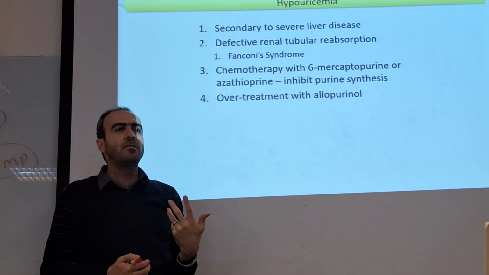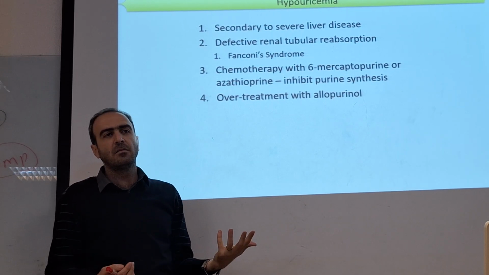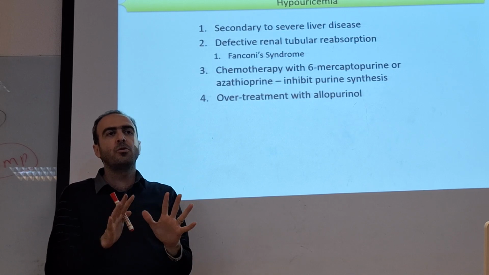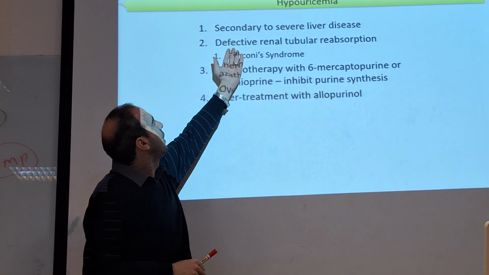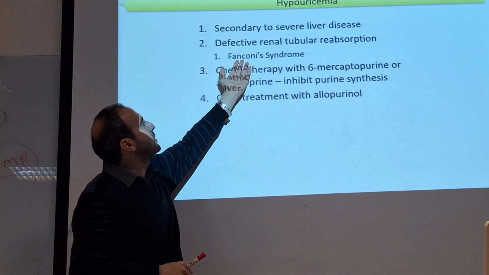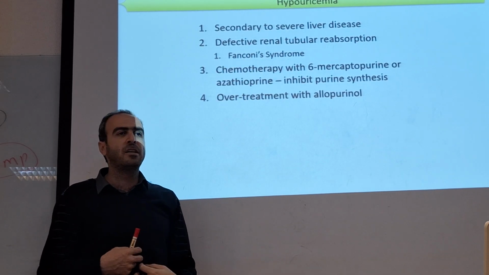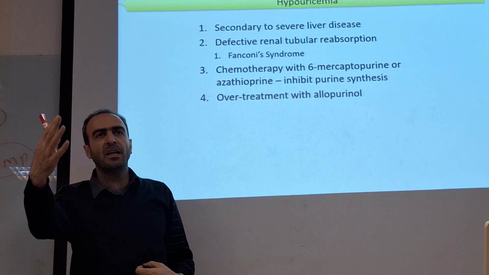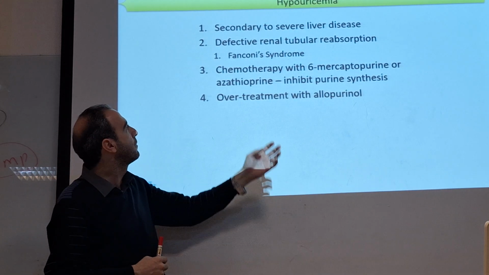When we have a severe liver disease, we can't produce enough nucleotides and we can't catabolize them, so uric acid decreases. Another cause is defective renal tubular reabsorption, as in Fanconi syndrome. We have a defect in the tubules, so we can't reabsorb uric acid, and uric acid is excreted in the urine.